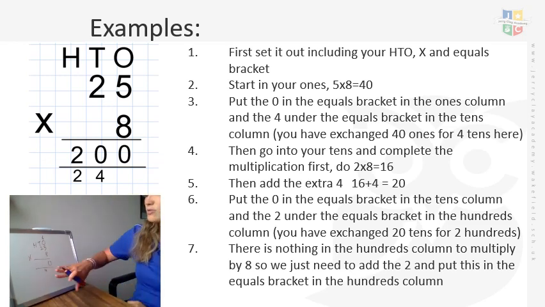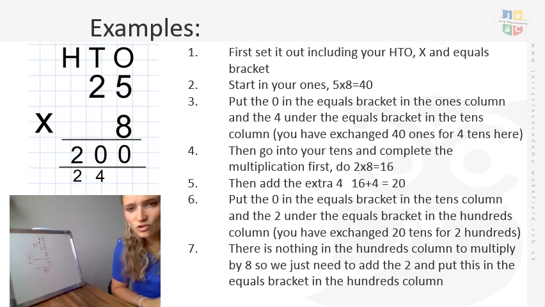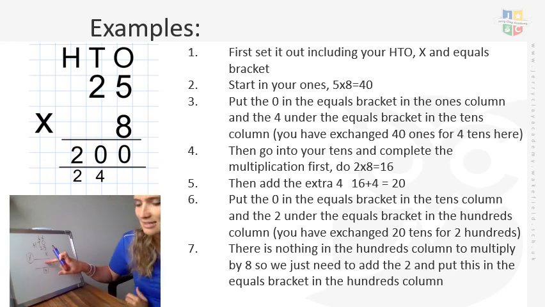This time, I'm going to ignore the 4 at the minute and I'm going to look in my tens column. So looking in my tens column, I need to first of all do my multiplication first. So I'm going to do 2 times 8, which I can do 8, 16. However, then I need to remember to add my extra 4 at the bottom. So 16, 17, 18, 19, 20. So my answer is 20. However, same with the ones, I cannot write 20 in this gap here.